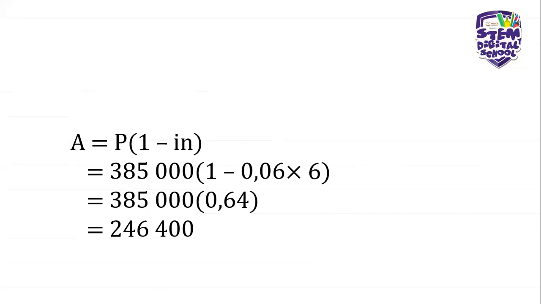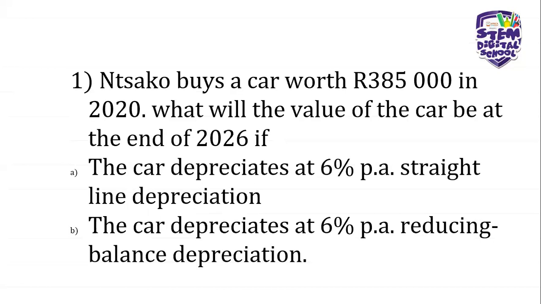And of course, if you subtract the 0.36 from 1 there, you'll get 0.64. And if you multiply that with 385,000, then you will get 246,400. So this simply means that the value of our vehicle, rather the car that was bought by Ntsako, will be 246,400 rands. And this value is what is known as the straight line depreciation.